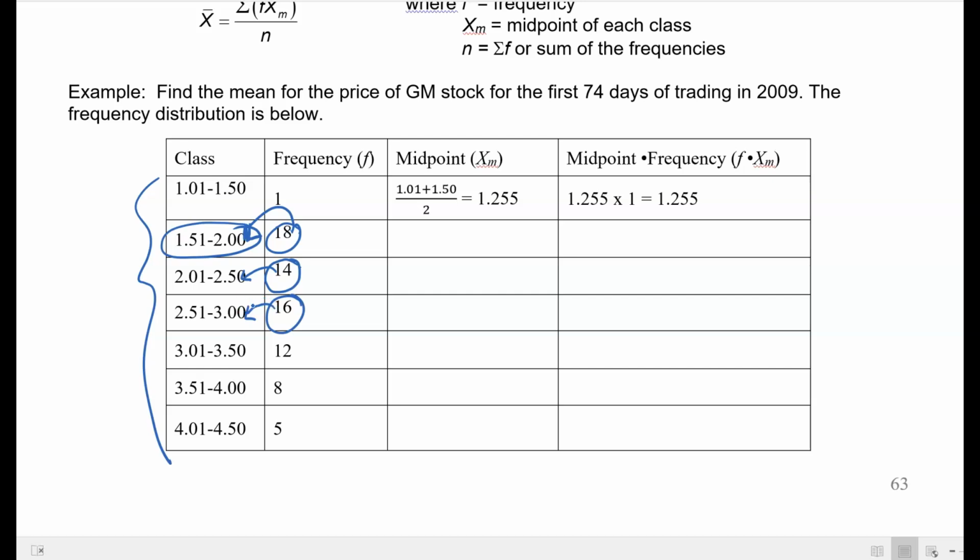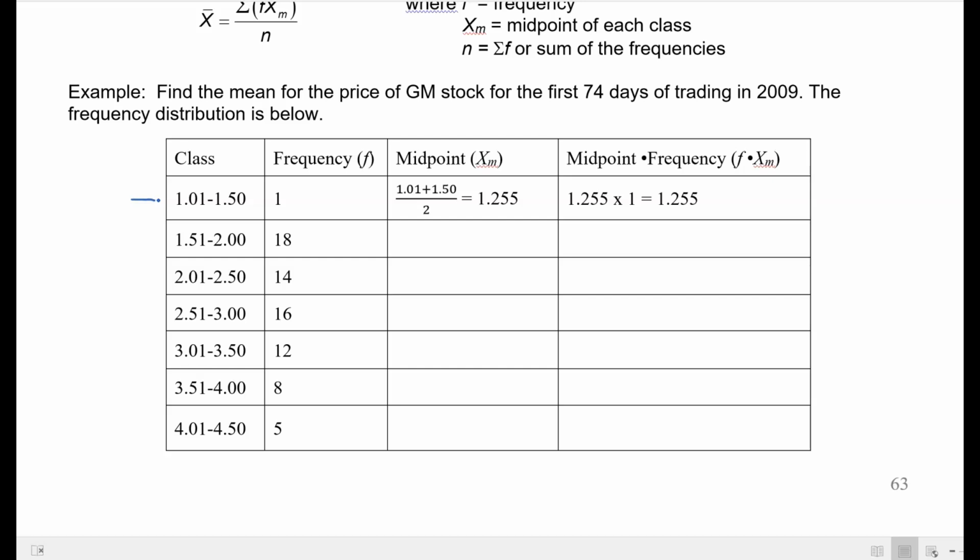The problem is we don't know the actual numbers of each individual stock. So sure, we know that there are 18 in that range, but we could have all 18 at $2, or we could have 18 stocks at $1.52, or they could all be different numbers. We don't know, we just know they're in their range. So what we're going to do is make an educated guess, and the best way to do that is just to take what's called the midpoint of each class.